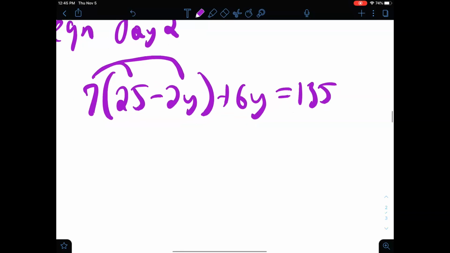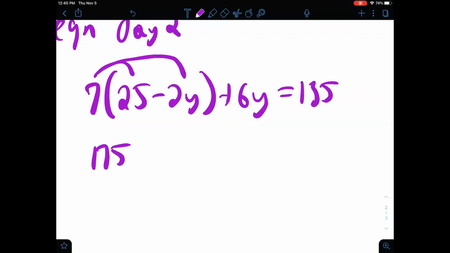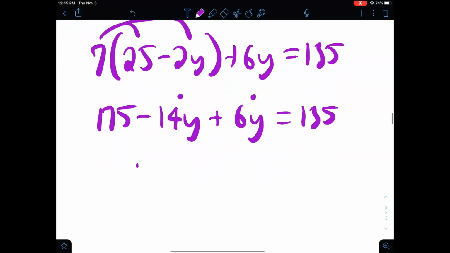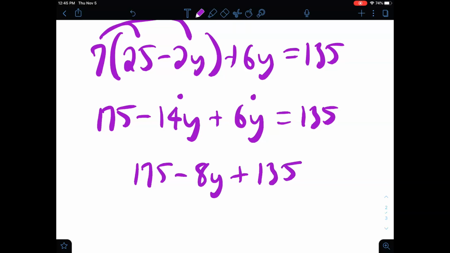Anything to distribute here? Yeah, I've got to distribute the 7 to the 25, 7 to the -2y, which is 175 minus 14y when you multiply 7 times both of those, plus 6y equals 135. Anything else to distribute? No? Any like terms? Yep, we got -14y and 6y. So we got 175 minus 8y, since -14 plus 6 is -8.